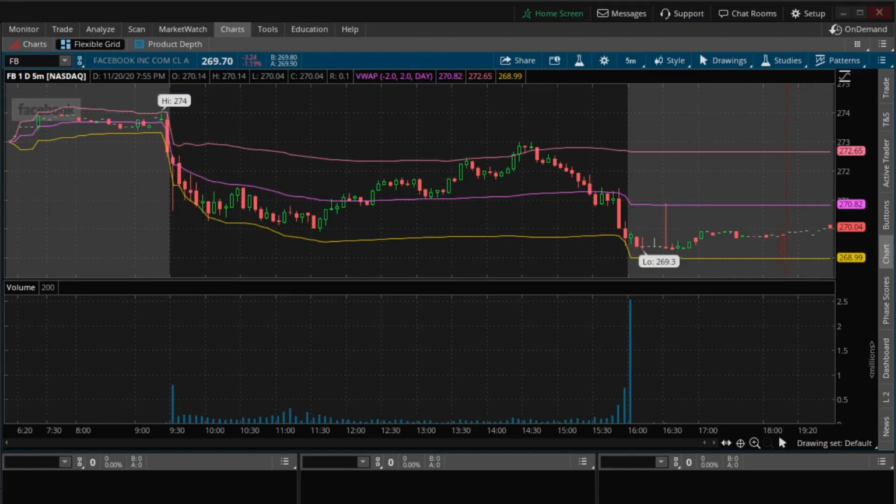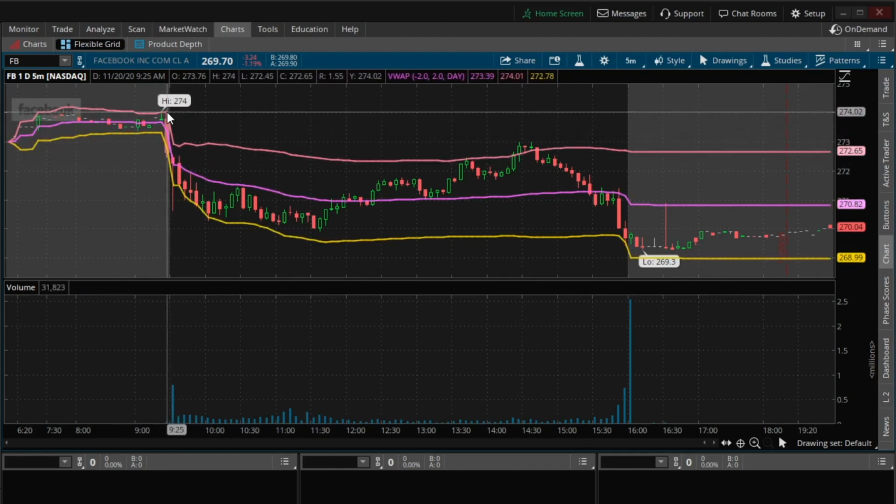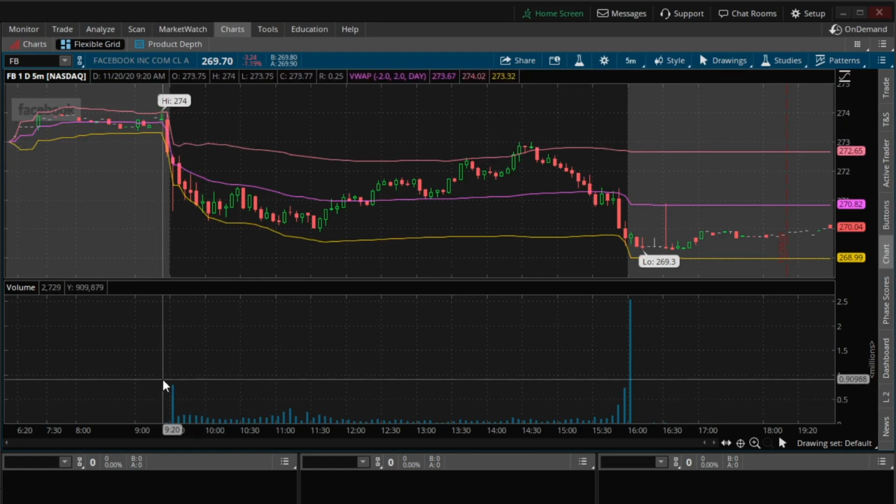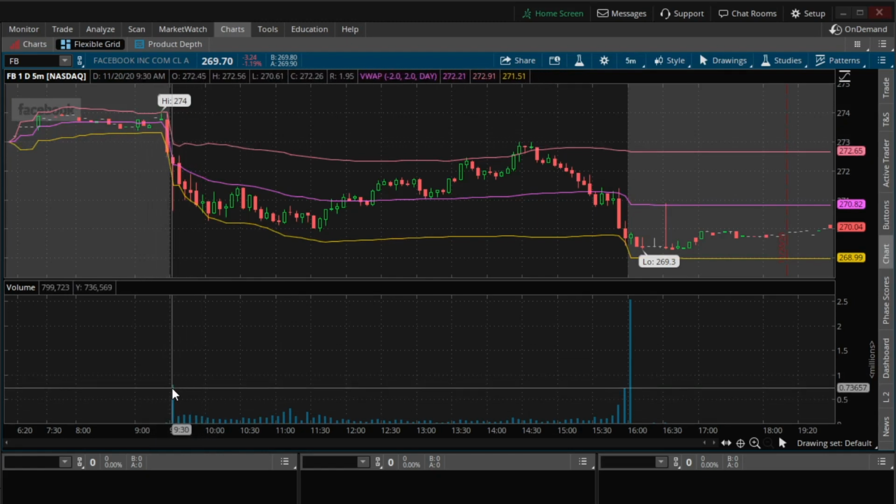Okay, so let's use a real example here with Facebook. As I mentioned before, we're using a combination of the volume and the price. When Facebook opened, market open here at 9:30, you can see the stock just plummeted. During this time, you can also see how much volume there was for the actual stock. Almost 800,000 for the volume here. So that was a lot of movement for this stock.